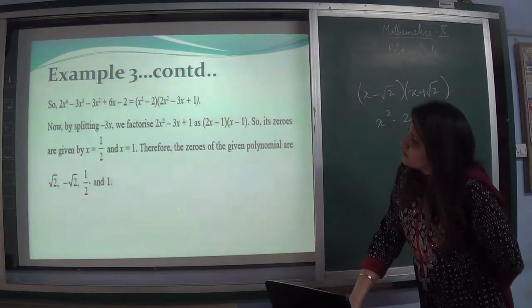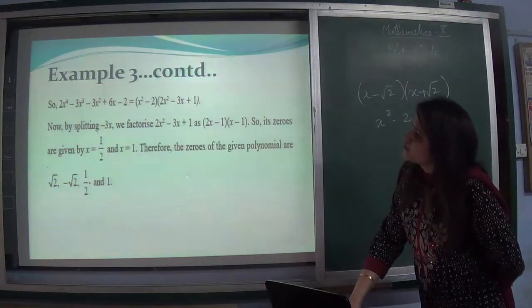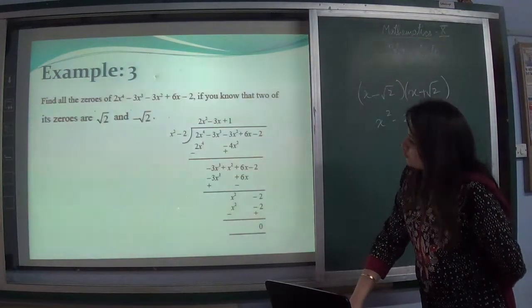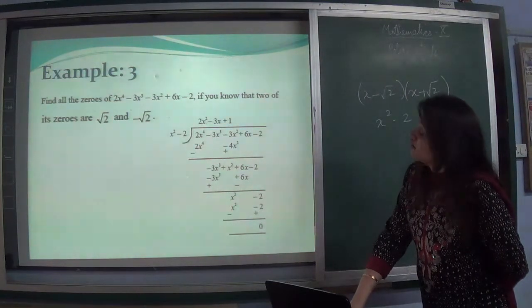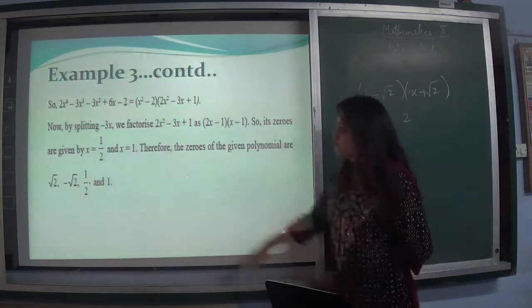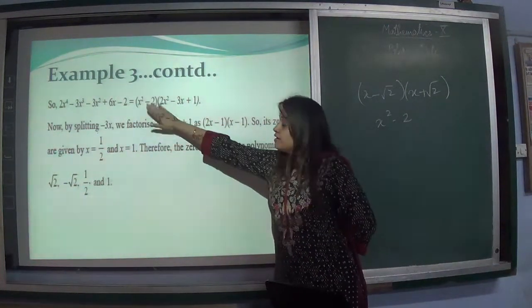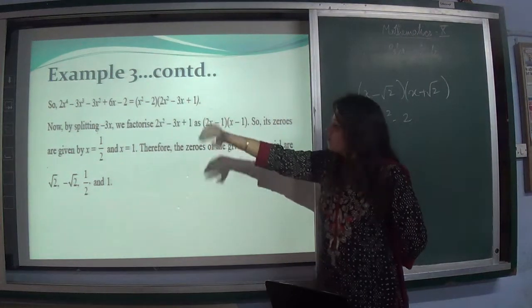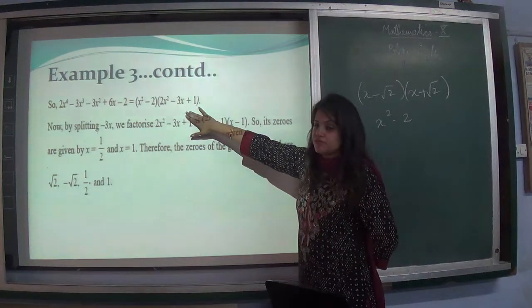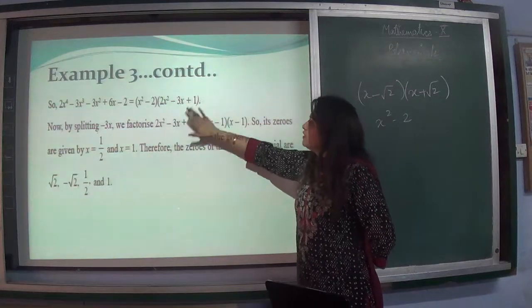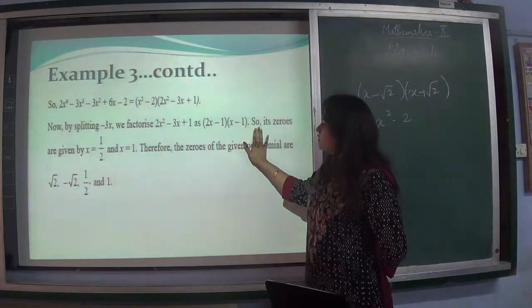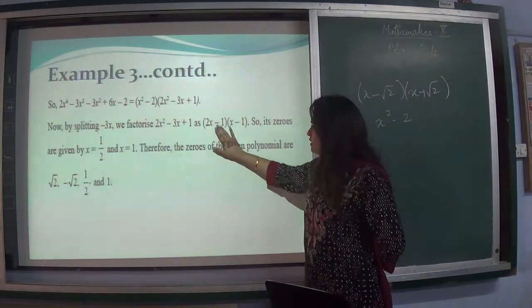Can you see 2x to the power 4 minus 3x cubed minus 3x squared plus 6x minus 2? That was the dividend. This is equal to x squared minus 2, that is the divisor, into the quotient. If you keep on comparing, the quotient is 2x squared minus 3x plus 1. Now we need to factorize the quotient because we've already factorized this and we get root 2 and minus root 2. So by splitting the middle term minus 3x, we factorize 2x squared minus 3x plus 1 as 2x minus 1 into x minus 1. So the zeros are given by, how do we get the zeros? Yes, we equate this to 0.